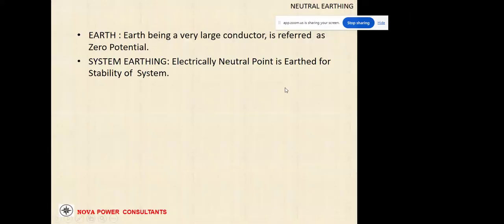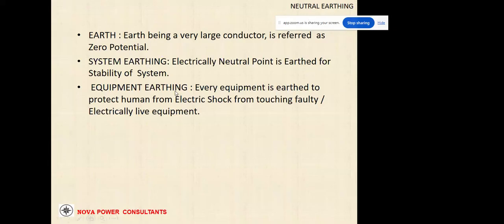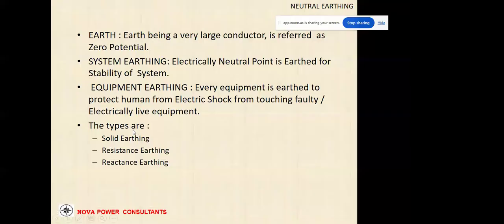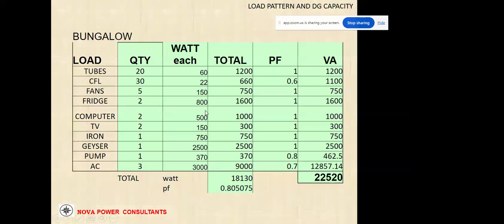Now, one more important thing is neutral earthing. Earthing should be done properly. This earthing chapter I will take at the last. They are given in the book. So far as other factors are considered, I will focus more on this load pattern.